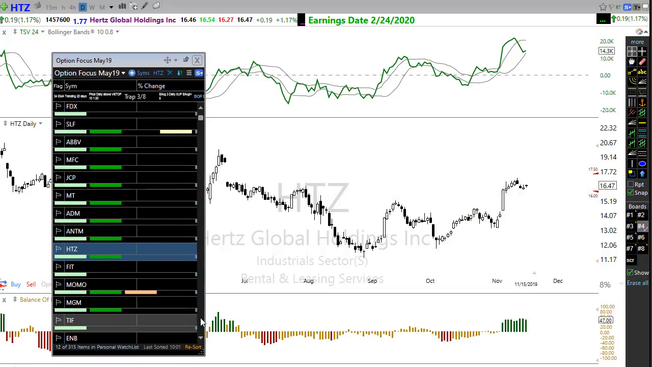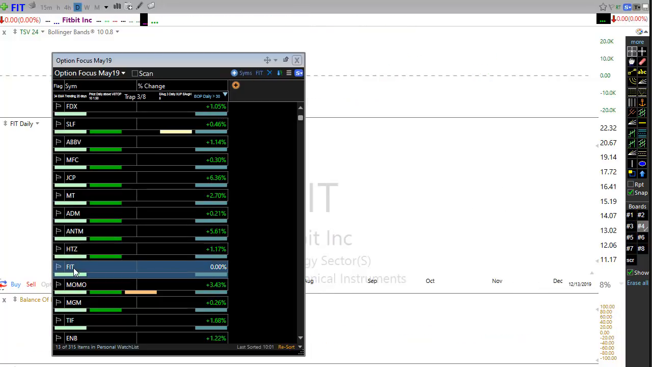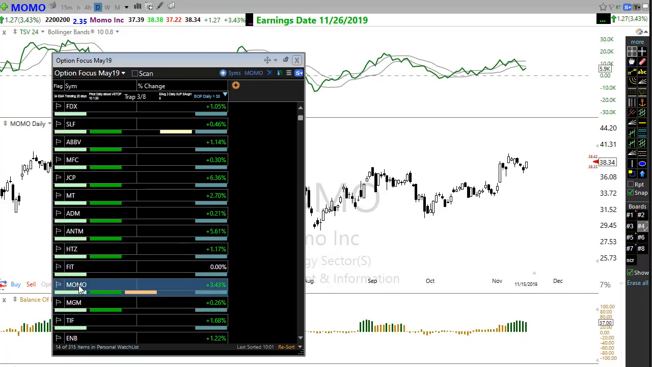I just ran against my list a balance of power greater than 30. And you can see HTZ is right in there. Fitbit is in there. Momo is in there.